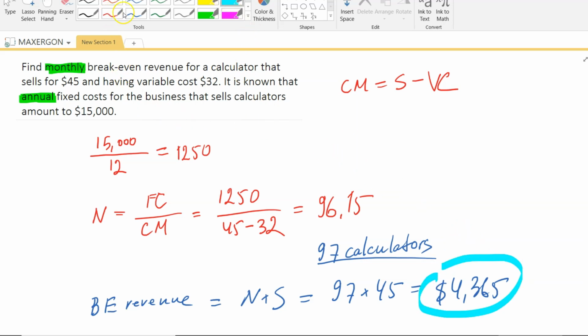I just want to note that it's important to read the problem carefully because the problem is asking for break-even revenue, which means the dollar amount which needs to be sold in order to break even. When you find this number N, which is the break-even number, that's not revenue. That's just a break-even number of calculators. This number N is also called break-even volume. By the way, note that we rounded this number to the next whole number, and then we used that rounded number to compute the break-even revenue.